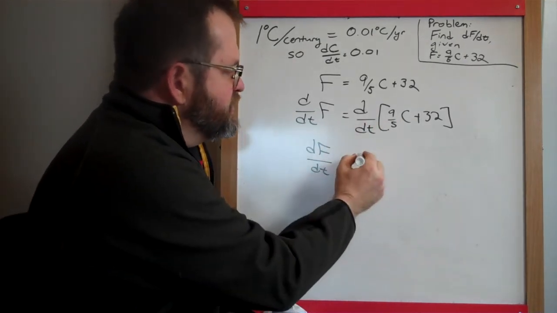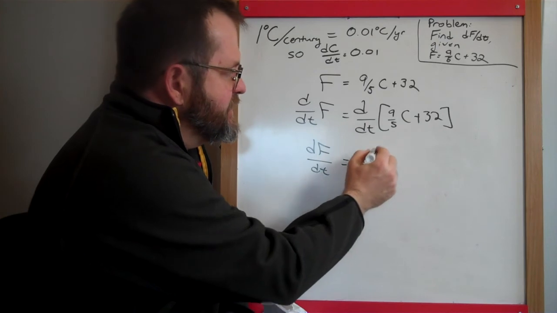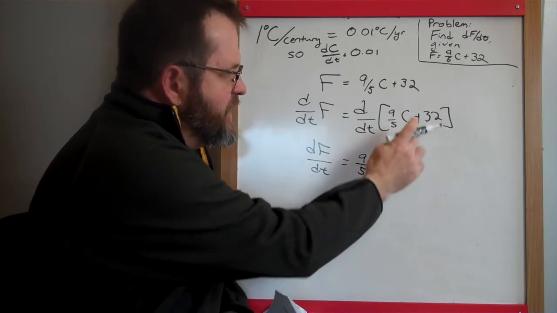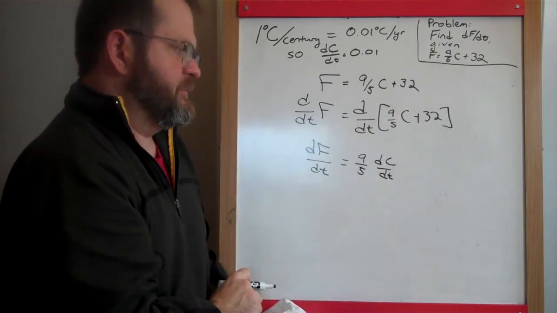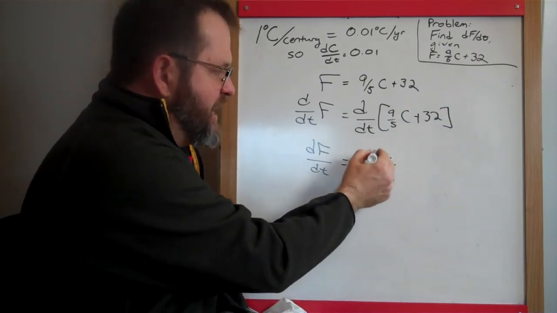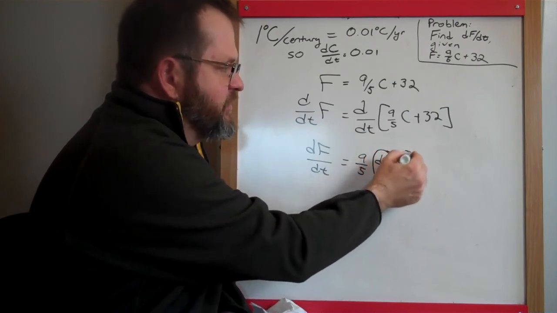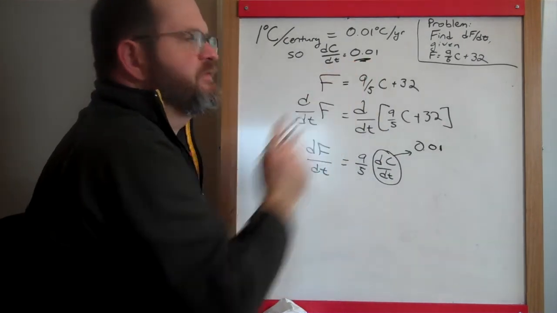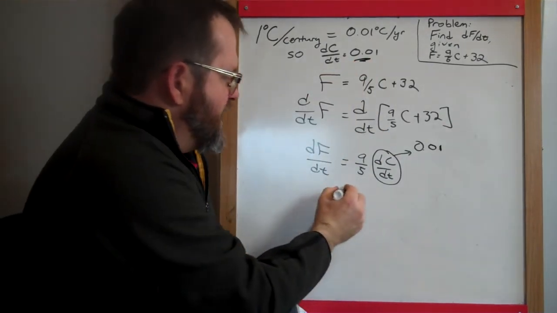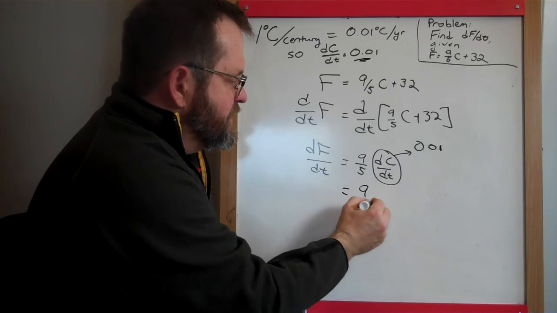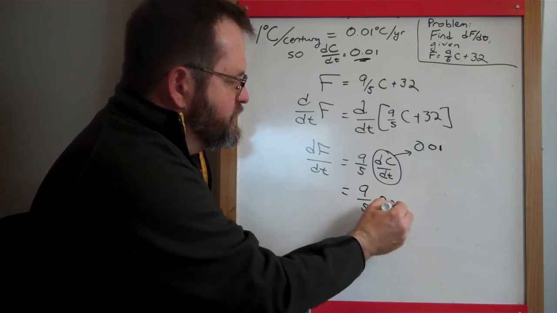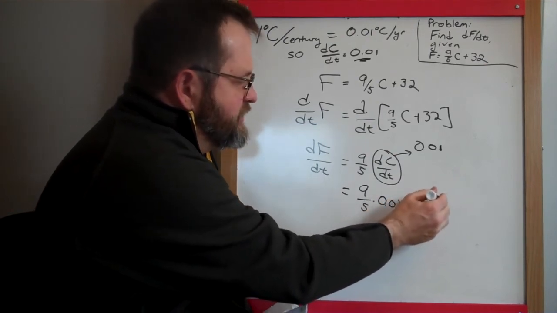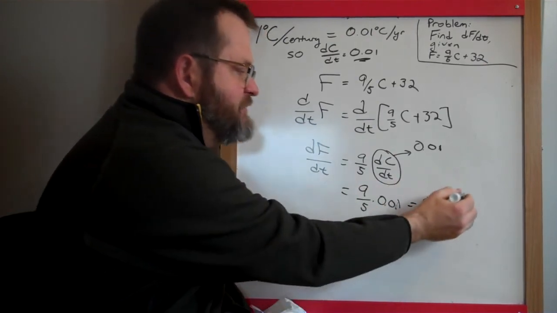And over here, this will just be 9/5 times the derivative of C with respect to t. And the derivative of any constant is just 0. Well, actually though, the problem gave us this number. This number is 0.01, that's the number I had up here for you. So the answer is just 9/5 times 0.01, which if you actually work out the math is 0.018. So that would be your answer here.